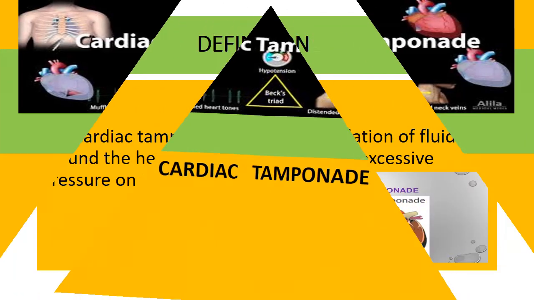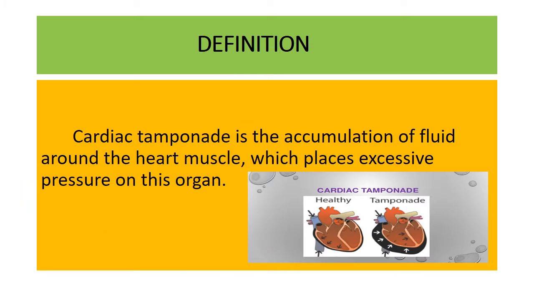Cardiac tamponade. Definition: cardiac tamponade is accumulation of fluid around the heart muscle, and as a result of this, there will be an excess pressure on this organ. You can see this diagram is a healthy heart, and due to the cardiac tamponade, the fluid accumulation is there.